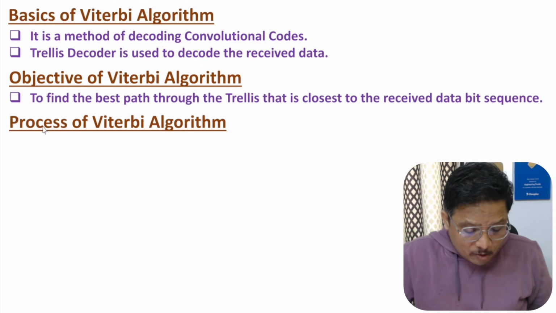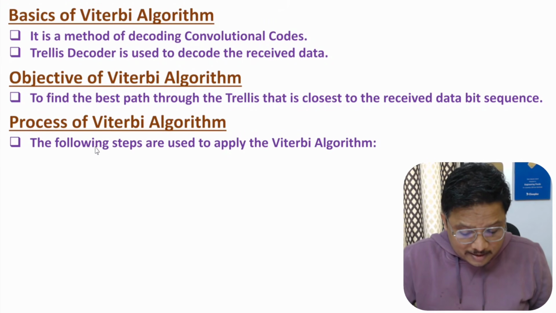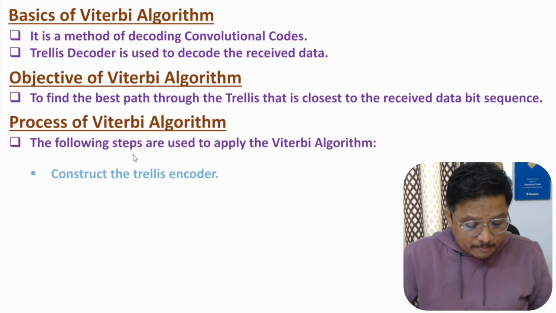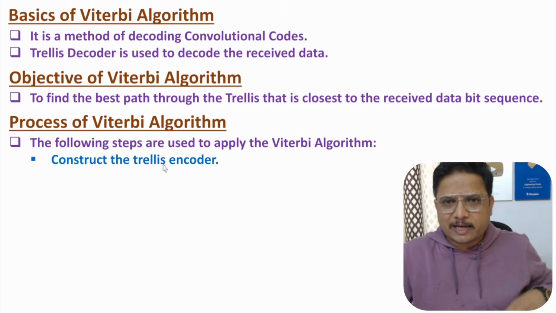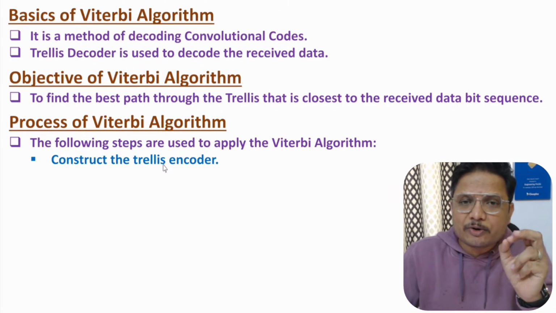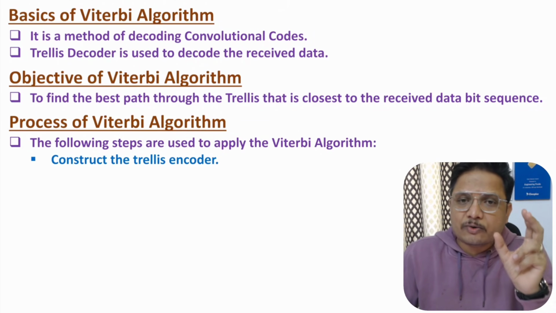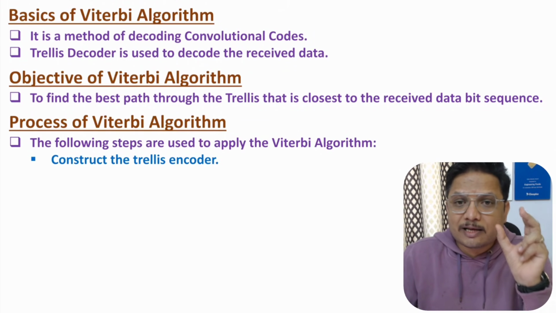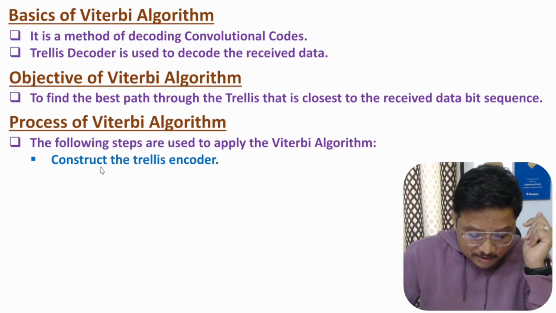Now let me discuss the process of the Viterbi algorithm. Here you need to follow some standard steps. See, in the first step, we need to construct the trellis encoder. Sometimes the encoder may be given to you in the question. If it is not given, then you'll have to use the standard convolutional encoder. That I'll show you by example. See, the first step is to construct the trellis encoder.